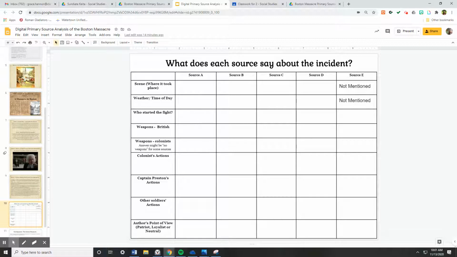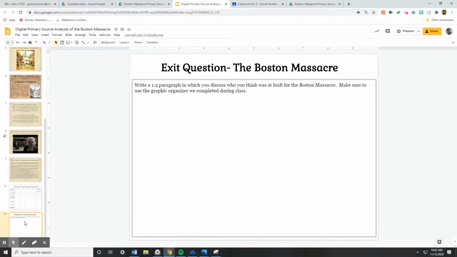Who started the fight? This question may change depending on the source that you are looking at, okay, your answer for that. So you will complete the whole section for source A, then the whole column for B, the whole column for C, and D. Now on source E, some things are not mentioned, and those have been filled in. So where you see not mentioned, you don't need to add anything. And then finally, you have an exit ticket here.